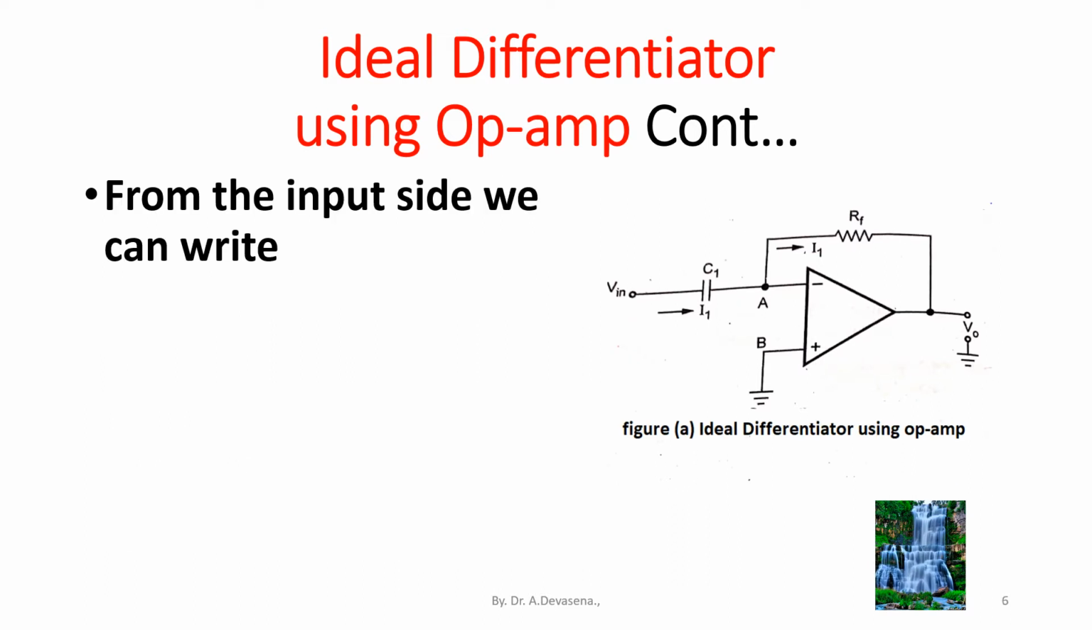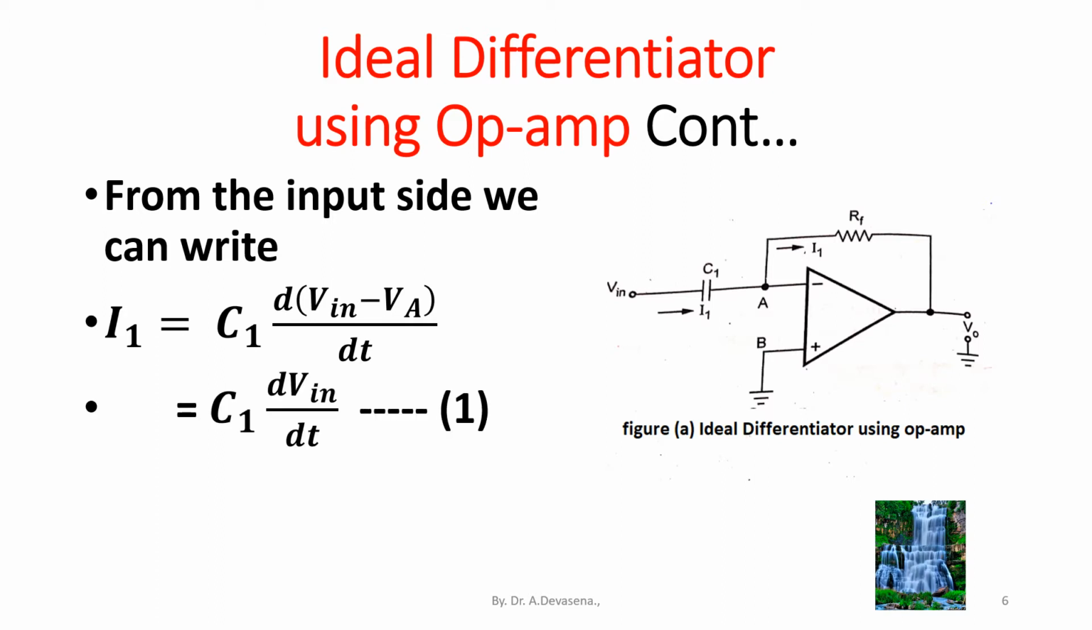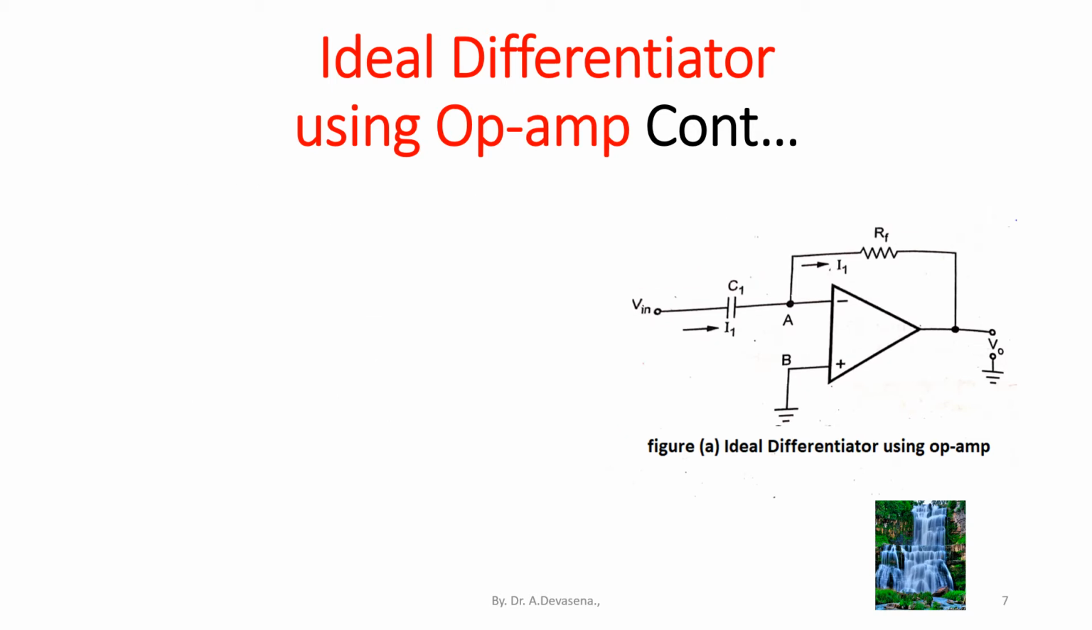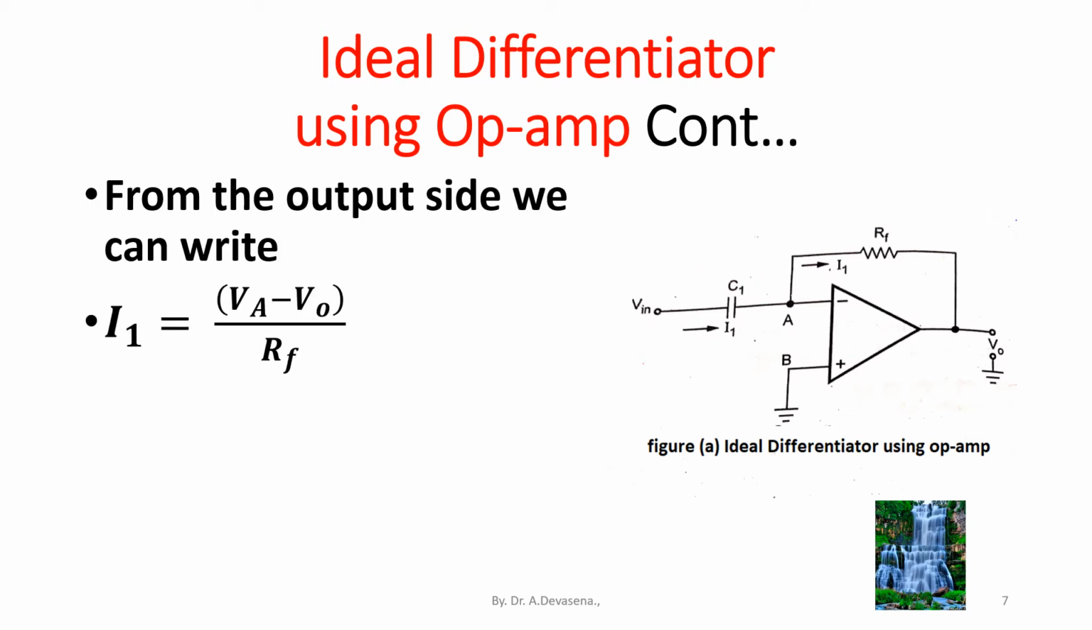From the input side, we can write I1 is equal to C1 d(Vin minus VA)/dt. That is equal to C1 dVin/dt, because the value of VA is equal to 0. Consider this as equation 1. From the output side, we can write I1 is equal to (VA minus V0) divided by RF. The value of VA is equal to 0. So we get I1 is equal to minus V0 divided by RF. Consider this as equation 2.